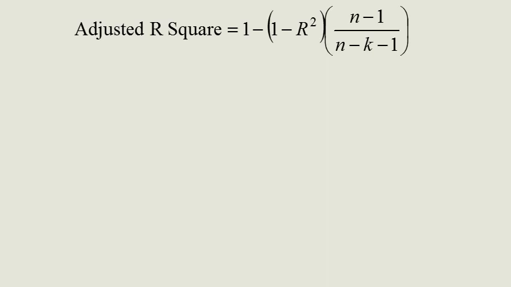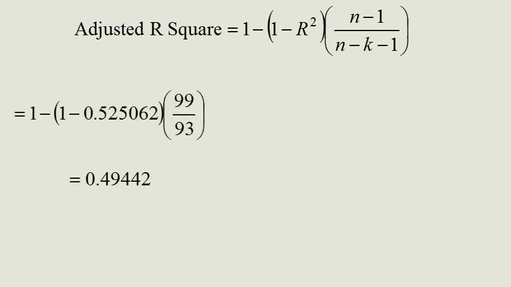The next part of the regression statistics is the adjusted R squared. This by itself is not a hugely important calculation, but it introduces a very important concept of multiple regression, so it deserves an extended look. This is the formula for the adjusted R squared that I prefer. It isn't the only formula, but it does the best job of showing what is happening. First, let's just plug in the numbers and see what we get. R squared is 0.525, n is 100, and k is 6. So the adjusted R squared is 0.494.